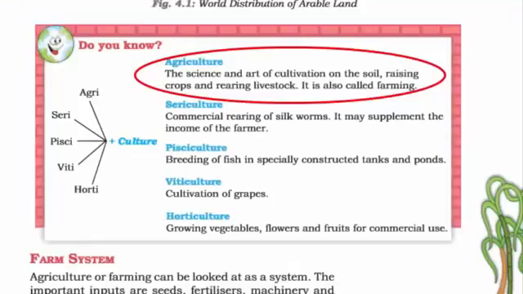So the classic definition of agriculture says, the science and art of cultivation on the soil, raising crops and rearing livestock. It is also called farming. The reason it says science and art is because knowing about the soil, the climatic conditions, the crop patterns, the fertilizer, all of this is science. And art refers to the way of growing crops, right type of machinery that needs to be used, and allocating specific number of people for agricultural work. I hope this definition is plain and clear.